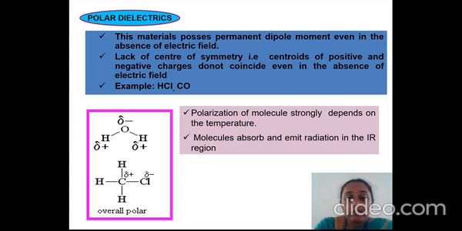What happens when the electric field is absent, and how do these dielectric materials get polarized? The polarization of the molecule depends upon the temperature. When the temperature increases, the vibration of the molecule increases, thus the dipole moment changes. Likewise, this polar molecule gets permanent dipole moment. The molecule absorbs and emits radiation in the infrared region.